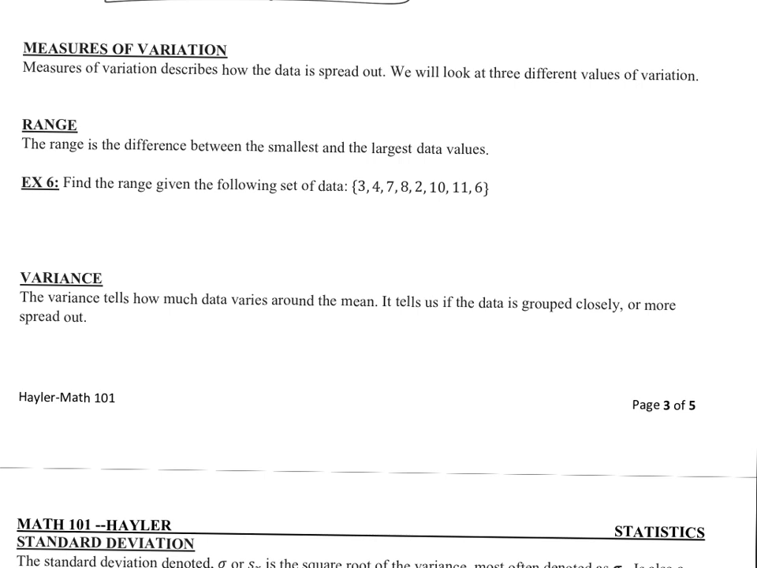So there is a thing called the range. Now the range is the difference between the smallest number in your data and the largest value in your data. So let's look at the example. Find the range given the following set of data. So I'm going to go ahead and find the smallest number, which would be 2. And I'm going to find the largest number. That would be 11. So now I want to find the difference between these. Difference is subtraction. 11 minus 2. That's going to be 9. So my range is 9.